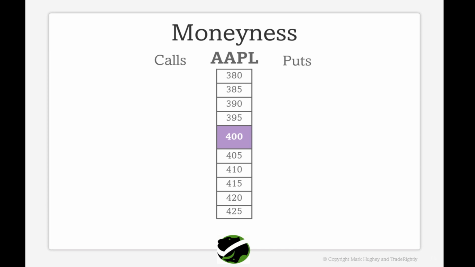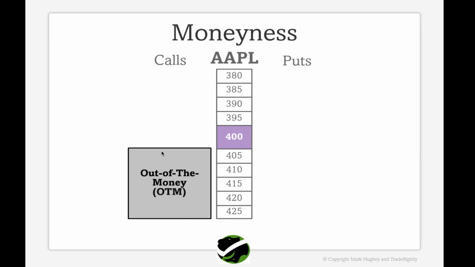Now, first I want to take a look at the portions of the chain that were not shaded yellow in that previous episode. When we look at calls on the left-hand side, the ones that were not shaded were the ones that had strike prices above the current price. So the current price is 400. You can see these strike prices are moving up above 400. Those were the ones that were not shaded on the call side. And these are called out of the money. OTM is the abbreviation.